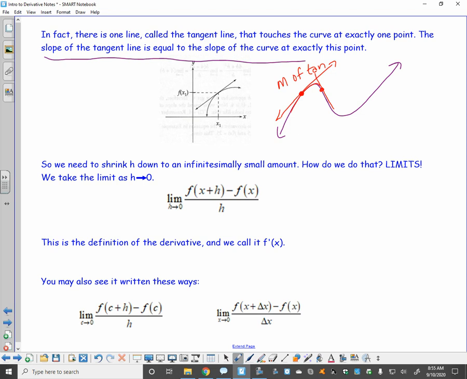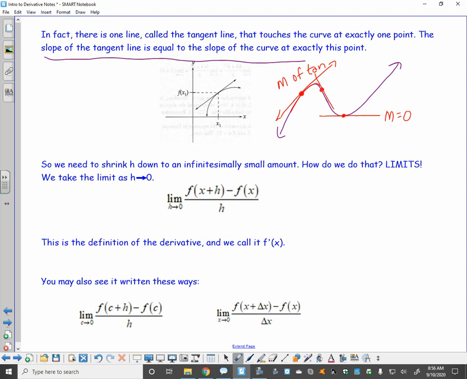Think about this point. Here's your tangent line. Its slope is 0. So the slope of the curve at that point is 0. So you guys see how this tangent line changes as it slides around this curve. So the slope of that tangent line is going to change.